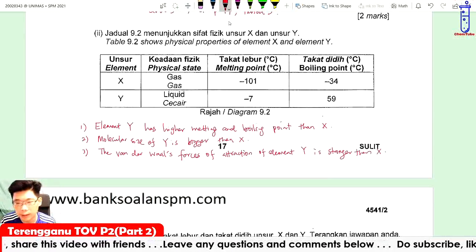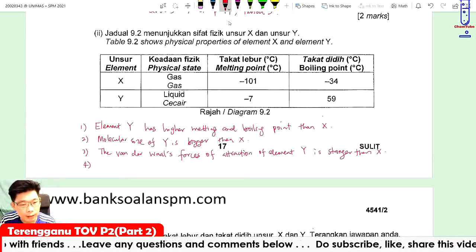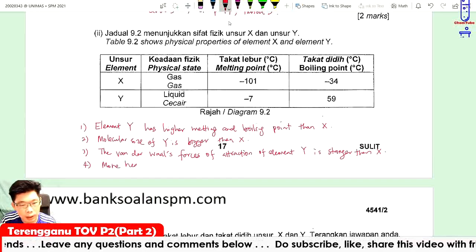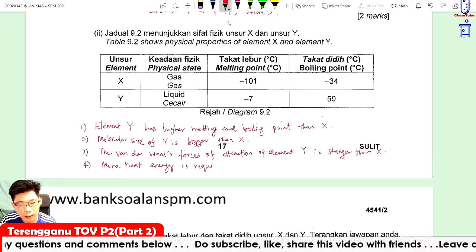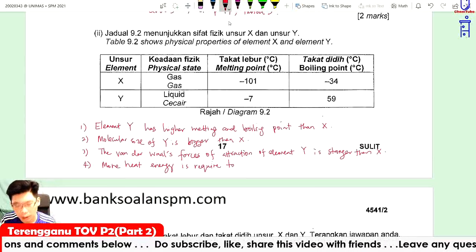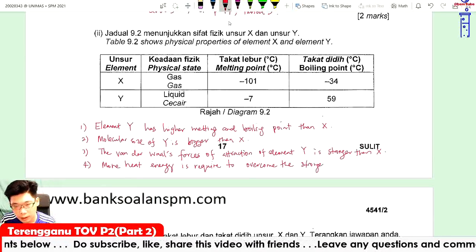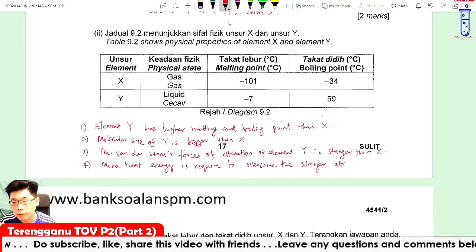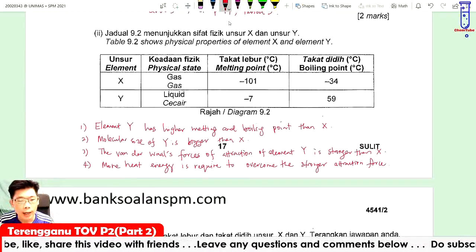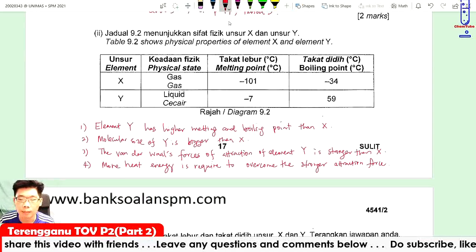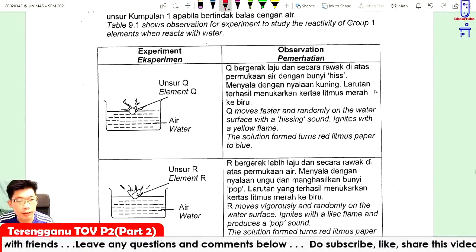If the force of attraction is stronger, what is the result? More heat energy is required to overcome the stronger attraction force. So it has a higher melting and boiling point than element X. So 4 marks. If you have any questions, you can ask in the comments below.